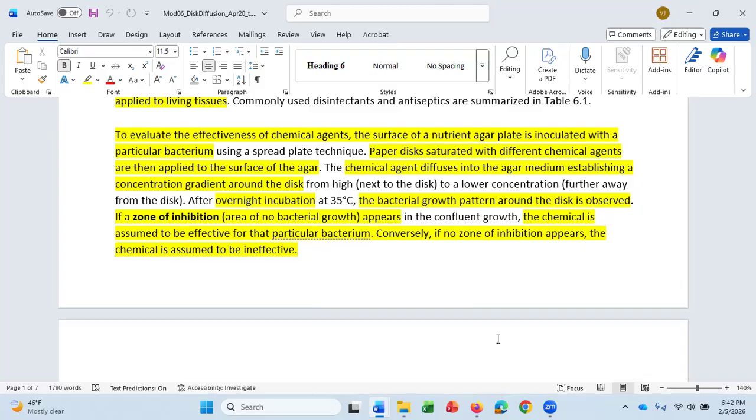If you have a zone of inhibition, an area with no bacterial growth around the disc, the chemical is assumed to be effective for that particular bacterium. Conversely, if there's no zone of inhibition, the chemical is assumed to be ineffective. Note I'm saying effective and ineffective, I'm not saying sensitive to and resistant to. Any question about any of that?